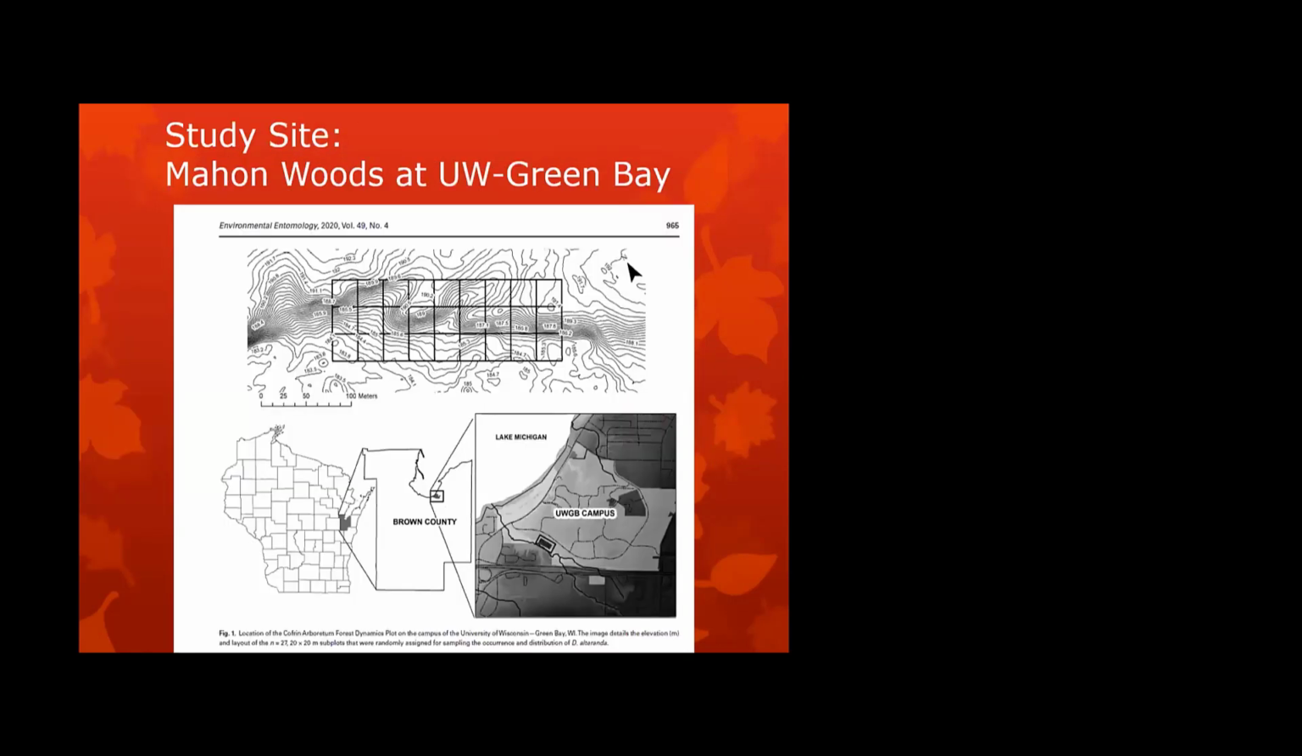Here's our study site, deciduous woods in northeastern Wisconsin on the campus of UW Green Bay. It is a 1 hectare forest dynamics plot, and you can see it's made of 24 20 by 20 meter subplots. It's on a floodplain of a little creek, Mahone Creek. And you'll notice that there is a steep slope in the middle of the plot, so there's kind of floodplain at the bottom and uplands at the top.